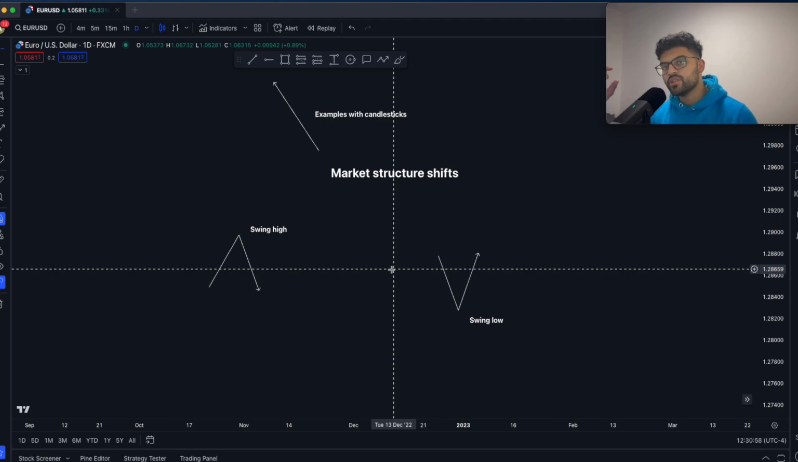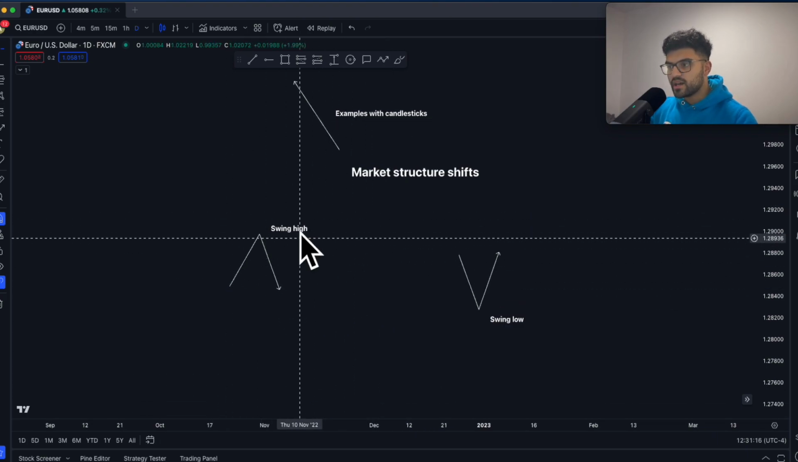But there's so many points in the market, we need to know exactly which one needs to get broken before our bias switches or the trend switches. So the points that we need to be broken are called swing highs and swing lows. But what makes a swing high and swing low?